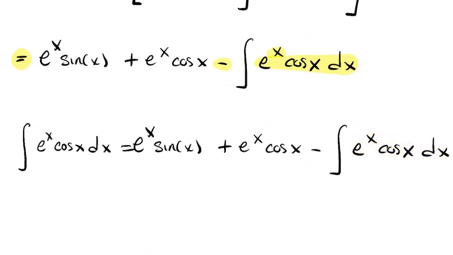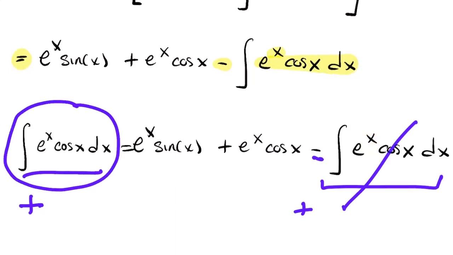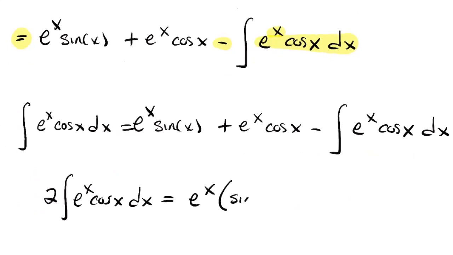So you see what I'm going to do? I'm going to take this thing and add it to both sides of the equation, because it'll cancel over here, of course, because it's there with a minus sign. And over here, I'll have two of them because it's the exact same expression. So that means that 2 times the integral that I'm after is equal to, I'm going to factor this e to the x out so I don't have to write so much, e to the x times sine x plus cosine x.